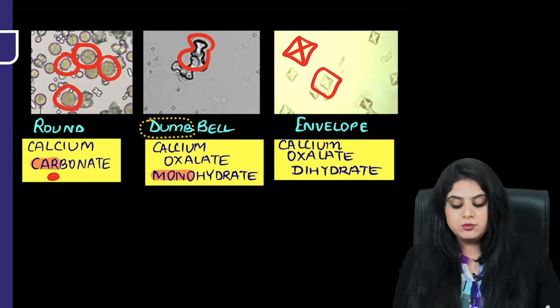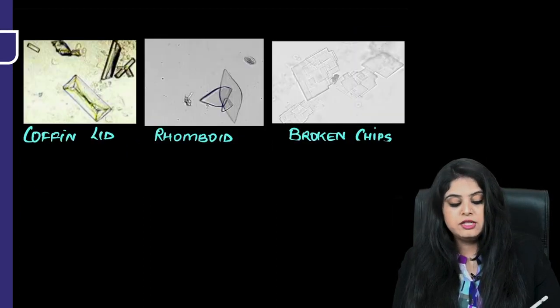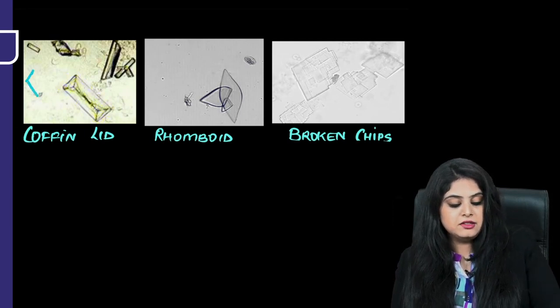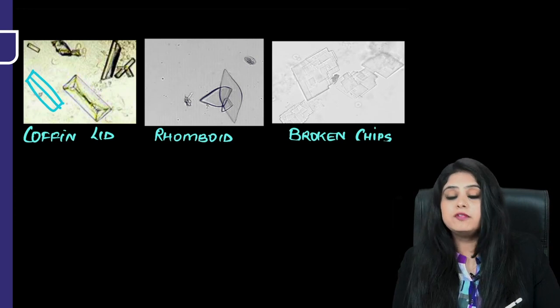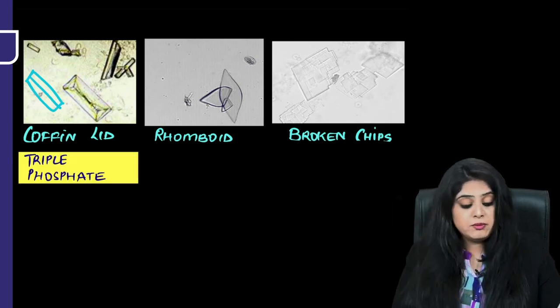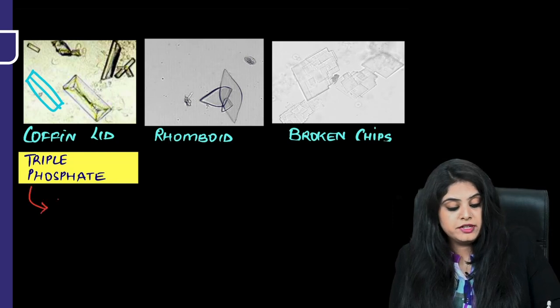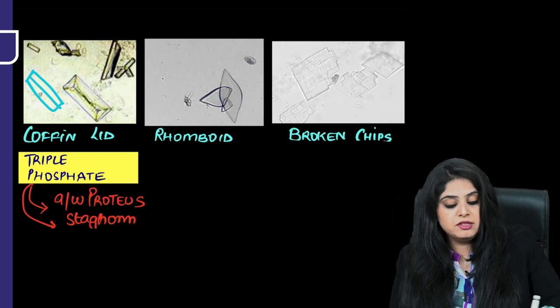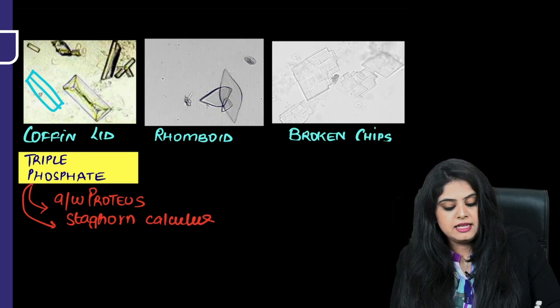Moving on to the next set of three things, we have something which is looking like a coffin lid, as if there is a lid like this that is coming up. Coffin lid is something which is triple phosphate. Very, very important. I hope you remember in surgery, when this triple phosphate, it is associated with which bacterial infection? It is associated with Proteus. And when this triple phosphate becomes more and more predominant, which kind of stone does it form? It forms the Staghorn calculus, right? It forms the Staghorn calculus.